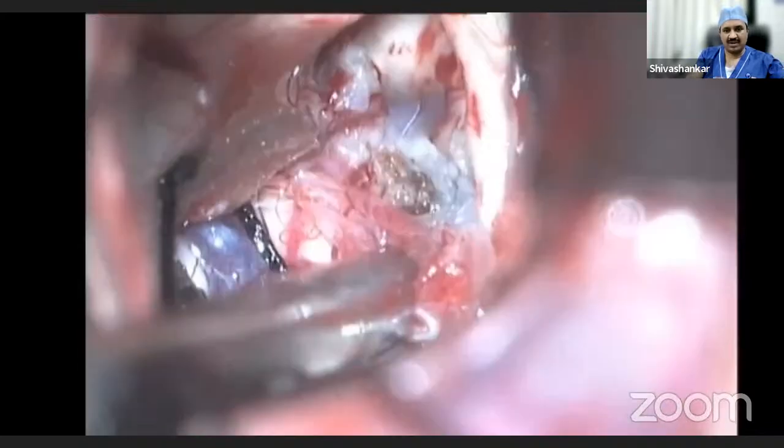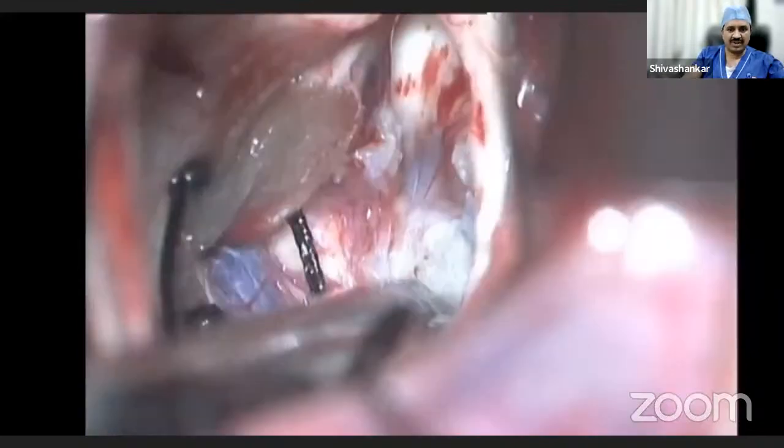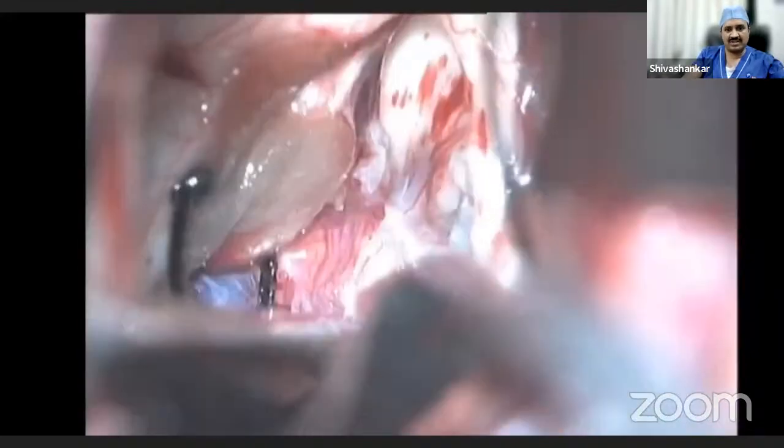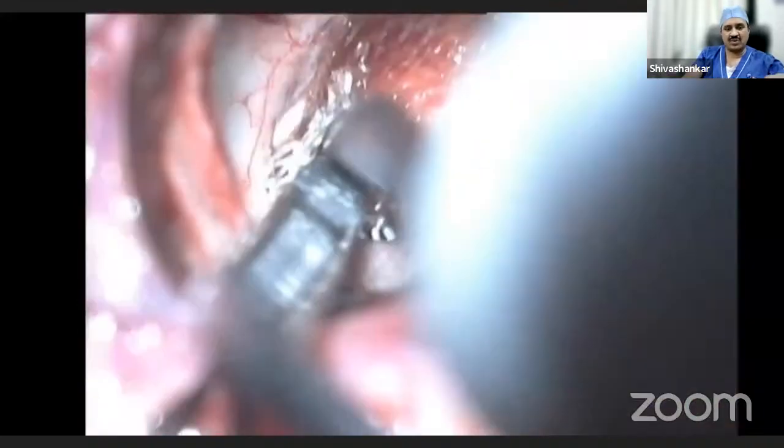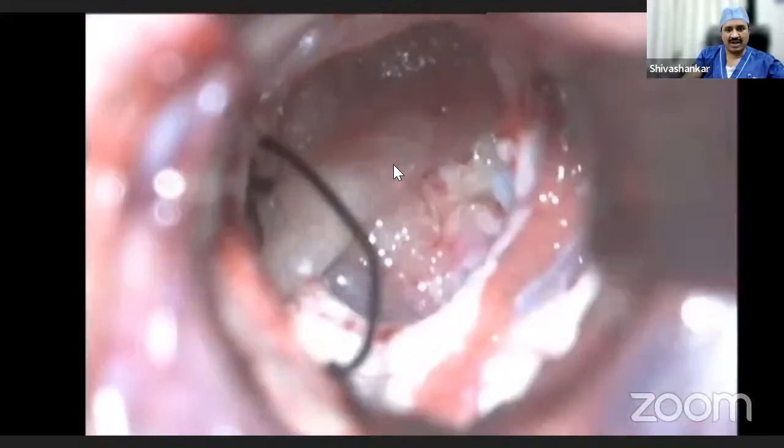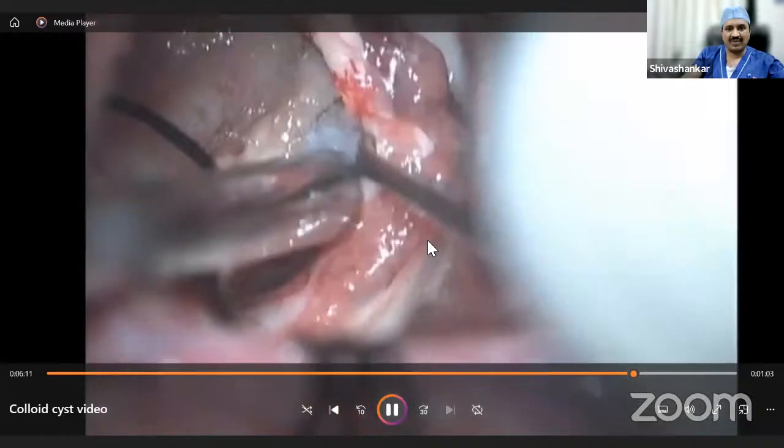Because this is the vein. It is the anterior caudate vein there. Without damaging much of the surrounding structures, we are able to dissect this cyst wall, and the complete lateral part of the cyst wall is completely taken out. And now this is the medial part attached to the fornix here. This is the vein we saw.